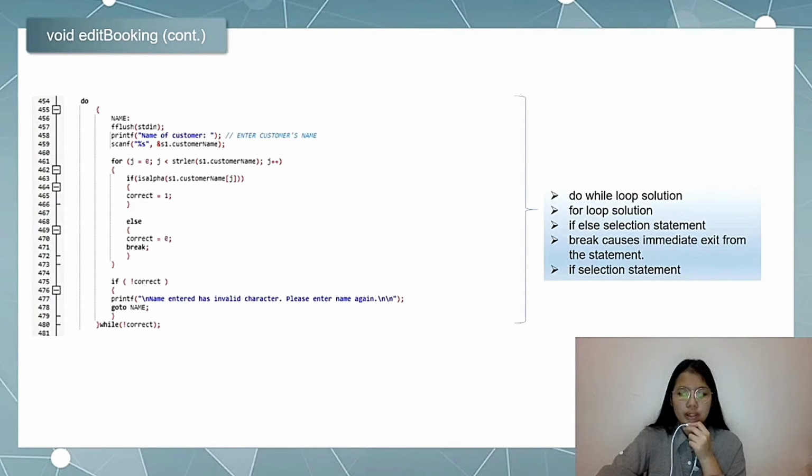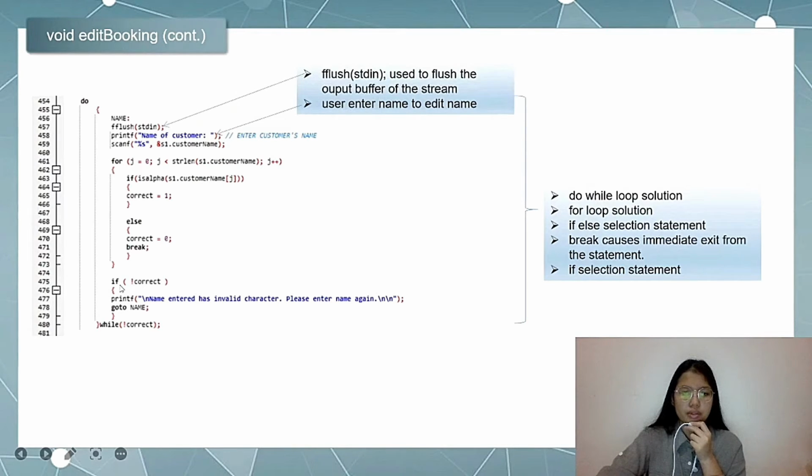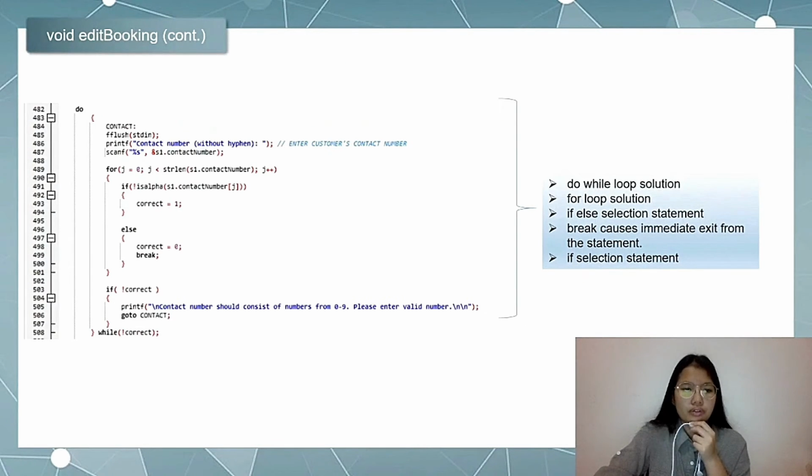In this do while loop, we use a for loop, an if-else selection statement, break which causes immediate exit from the statement, and an if selection statement. Fflush is used to flush the output buffer of the stream and the user enters the name to edit. This is a function to edit contact.